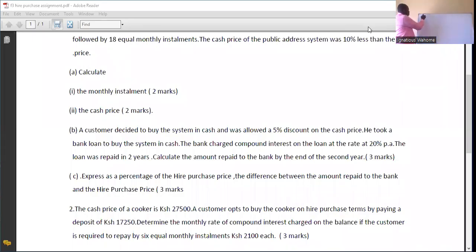Now, this is a second question on hire purchase. Number 2. The cash price of a cooker is 27,500. A customer opts to buy the cooker on hire purchase terms. Hire purchase, we write as HP. By paying a deposit of 17,250. That's the deposit.